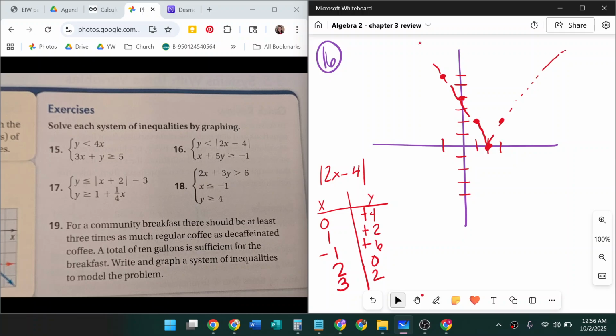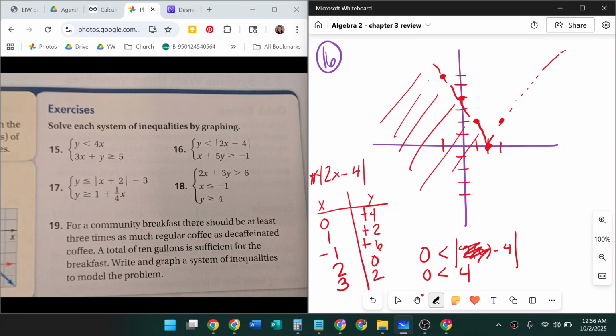To figure out what, because it's y is less than that, to figure this out, probably it's going to be down here, but let's just plug in 0, 0. So 0 for y and 0 for x. 0 is less than, this would go away, leaving me just negative 4, which becomes positive 4 once I take the absolute value. Is that true? It is true. Therefore, everything down here where 0, 0 is would be included.